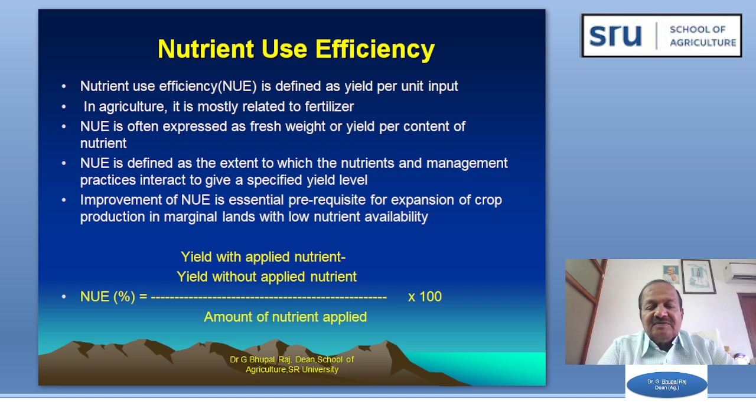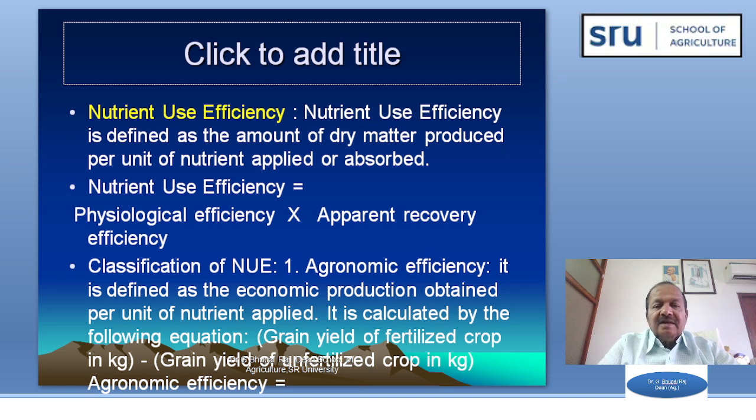The nutrient use efficiency percentage formula is yield with applied nutrient minus yield without applied nutrient, divided by the amount of nutrient applied, into 100. Nutrient use efficiency can also be defined as the amount of dry matter produced for a unit of nutrient applied or absorbed. Nutrient use efficiency is equal to physiological efficiency and apparent recovery efficiency.